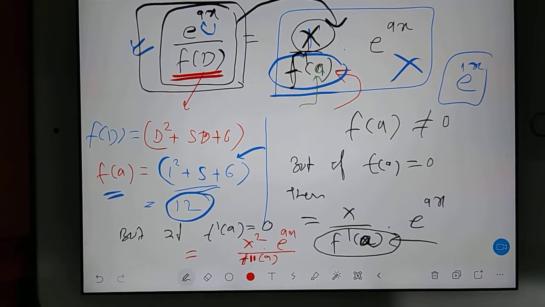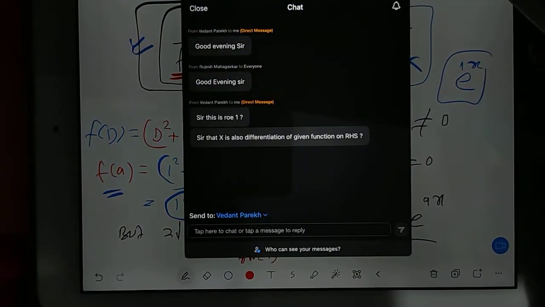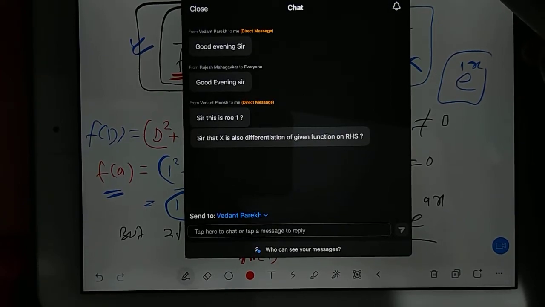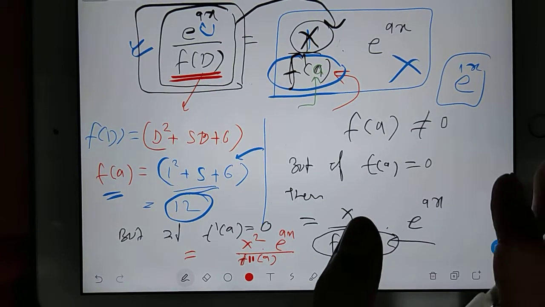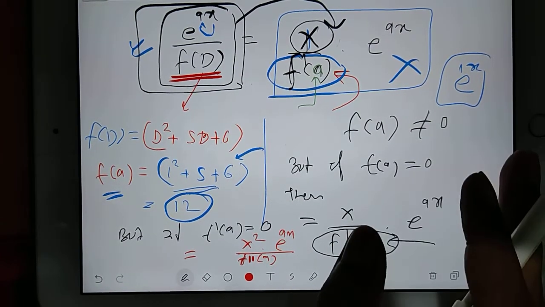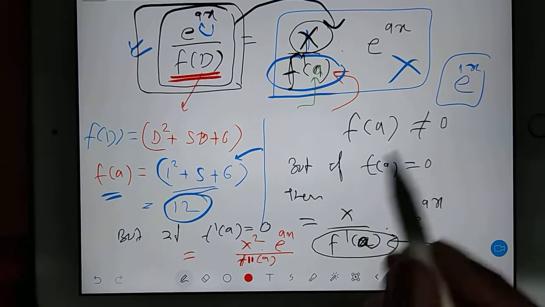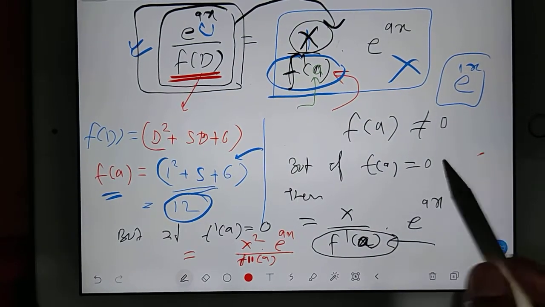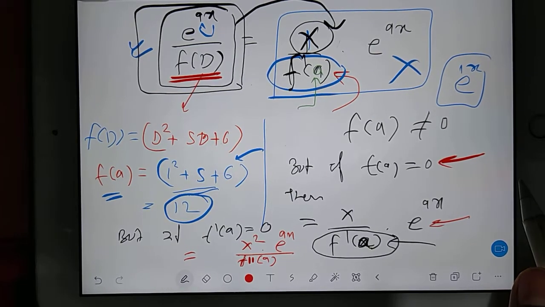What is your doubt here? The doubt is whether x is also a differentiation of the given function. No, that x is x only. Like this, but in the GATE exam, probably here or here you will settle down. I will take one example, and in that example I will clear everything.